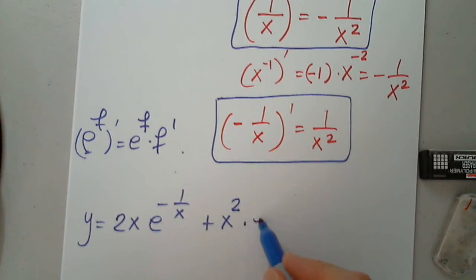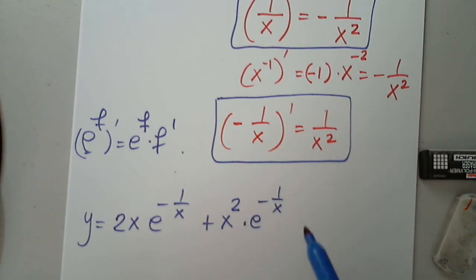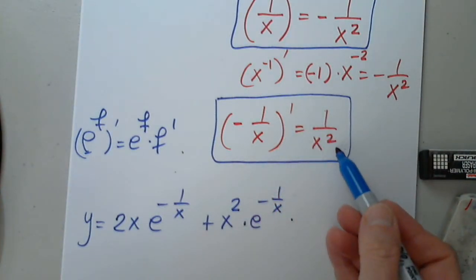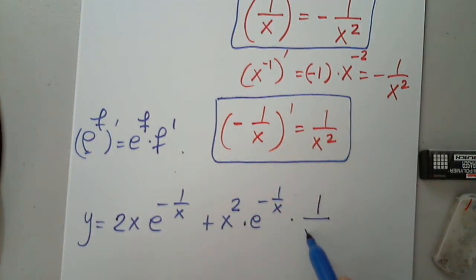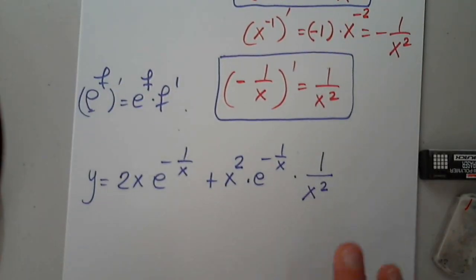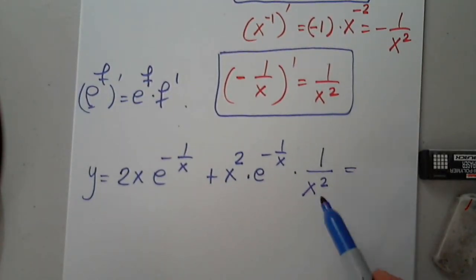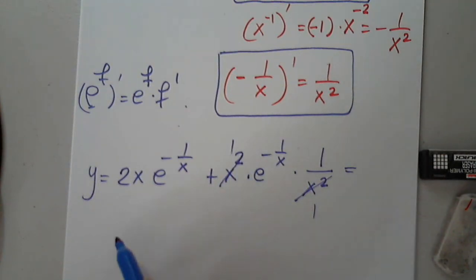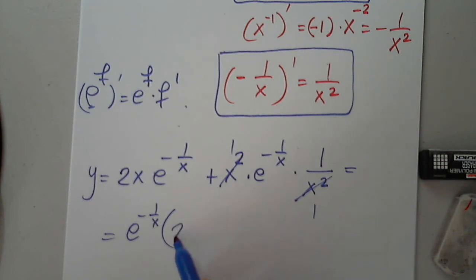So I copy e to negative 1 over x. And what did we say right away? What is negative 1 over x prime equal to? This function, yes. I would kindly ask you to simplify and factor. So I will factor out e to negative 1 over x, and I will write 2x plus 1. This is super important.